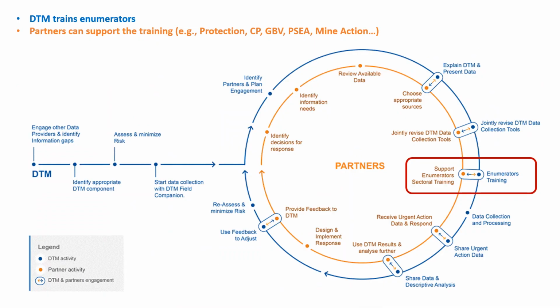The next step is the DTM enumerators training. This is DTM responsibility. However, some partners can support the training with their specialized expertise. For example, protection, child protection, GBV, prevention of sexual exploitation and abuse, mine action, etc.